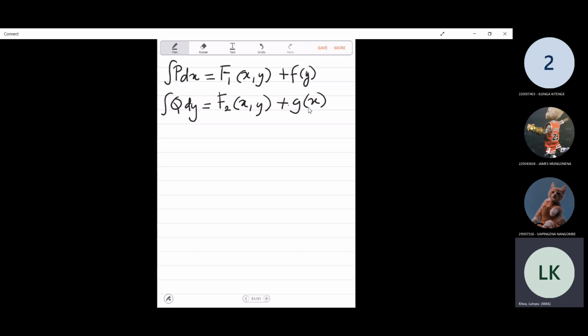And then to solve for this f of y or this g of x, what we will then do is this one here, we will differentiate it with respect to y and then equate it to q. And this one, we will differentiate it with respect to x and then equate it to p, and then we'll solve. Okay, so it's easier when we look at an example, then we understand what it is we have to do.